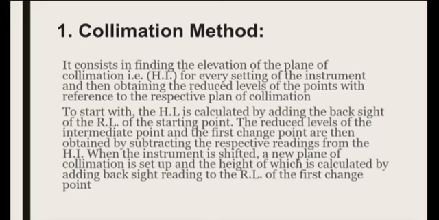To start with, the HI is calculated by adding the backsight to the RL of the starting point. The reduced levels of the intermediate points and the first change point are then obtained by subtracting the respective readings from the HI. When the instrument is shifted, a new plane of collimation is set up, and the height of which is calculated by adding the backsight reading to the RL of the first change point.